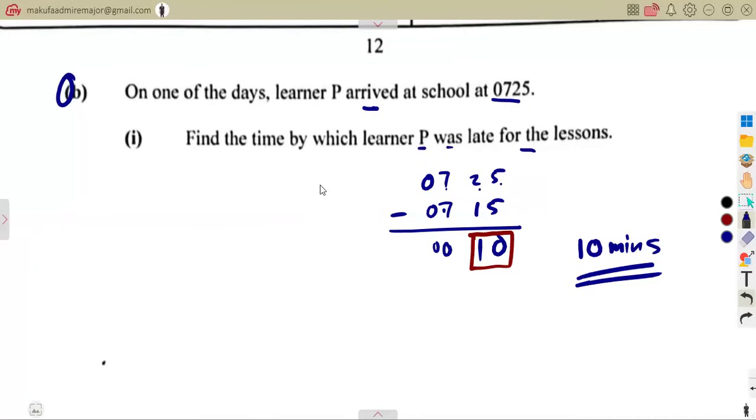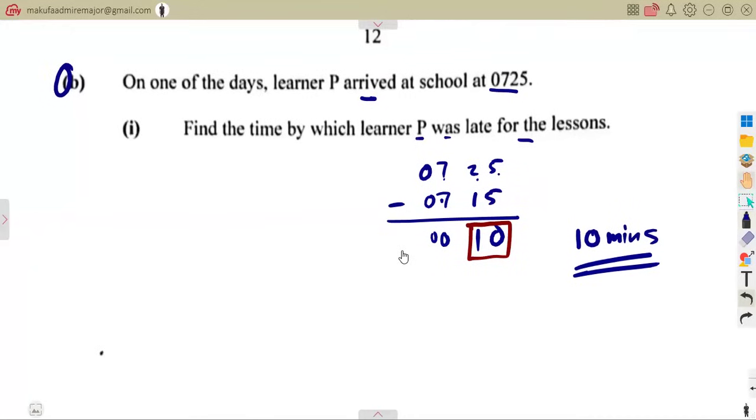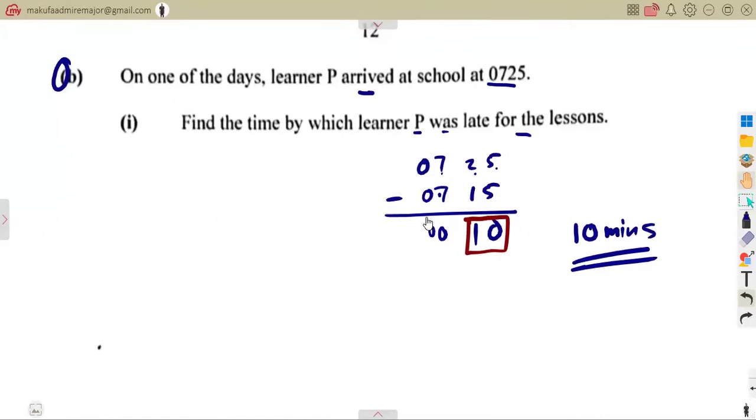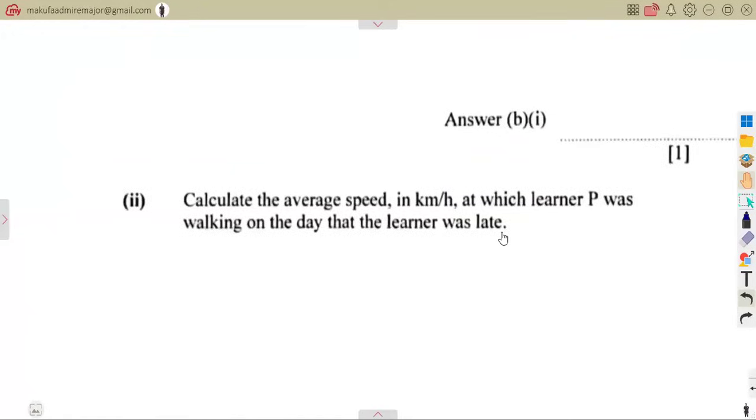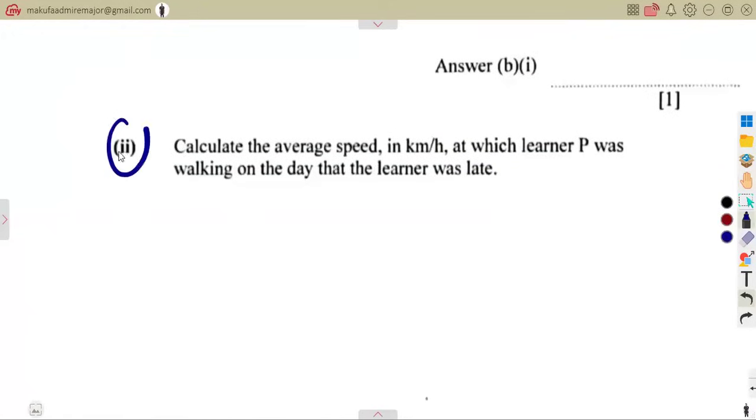The time by which the learner was late. Find the time by which the learner was late for the class. So he was late by 10 minutes. All right, item two.